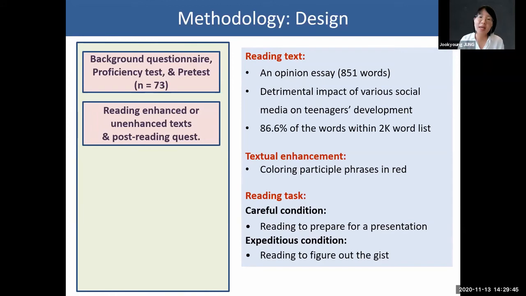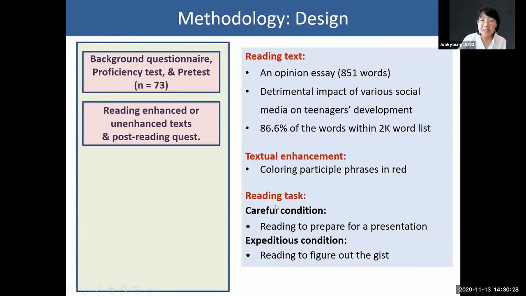And the reading text was an English opinion essay. The topic was the detrimental impact of various social media on teenagers' development. We selected this article because the content of this reading was very familiar, a very common topic. So we assumed that in this way we can cancel out the potential impact of topic familiarity. And 86.6% of the total words were within the 2K word list. And the target participle phrases were enhanced by coloring in red.